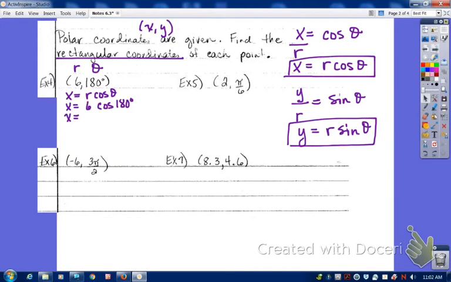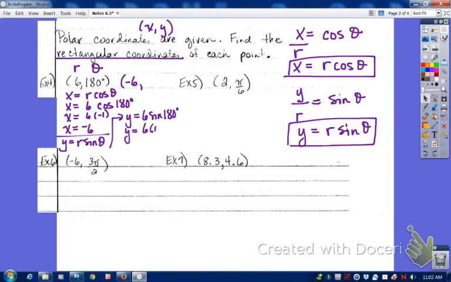Cosine at 180. The x value at 180 is -1. So that'd be 6 times -1. So the x value in my rectangular coordinate is going to be -6. Then I'm going to find the y value. I find the y value by doing y equals r times sine of theta. That's going to give me 6 times sine at 180 degrees. What's the sine value at 180 degrees? 0. So 6 times 0 would give me 0.